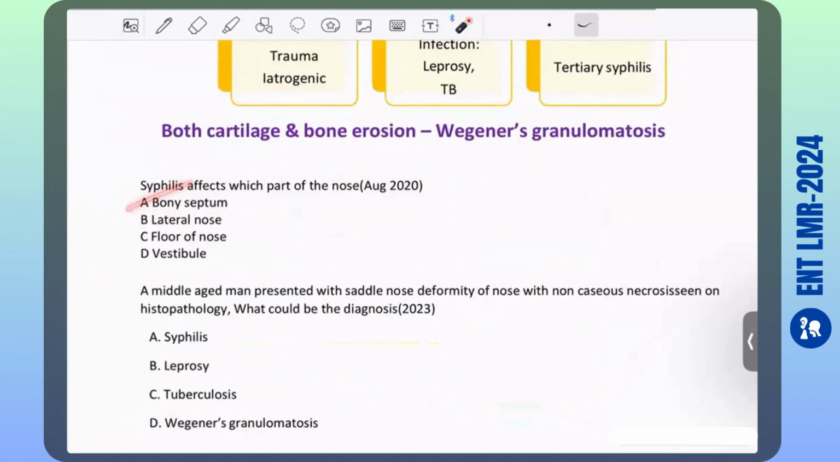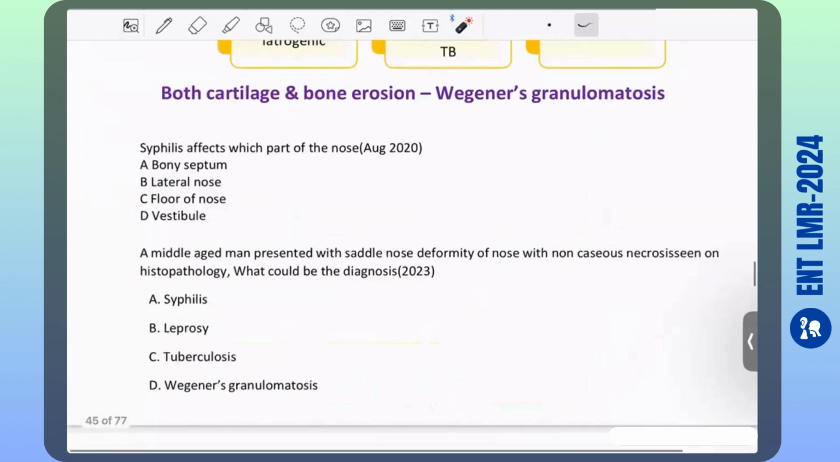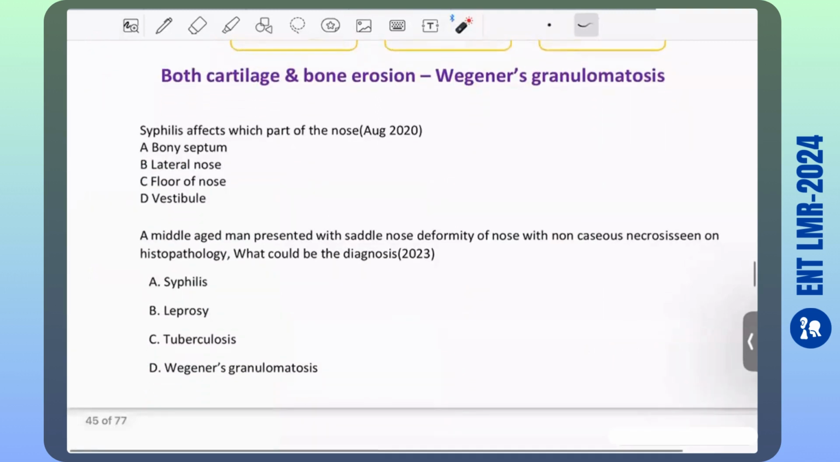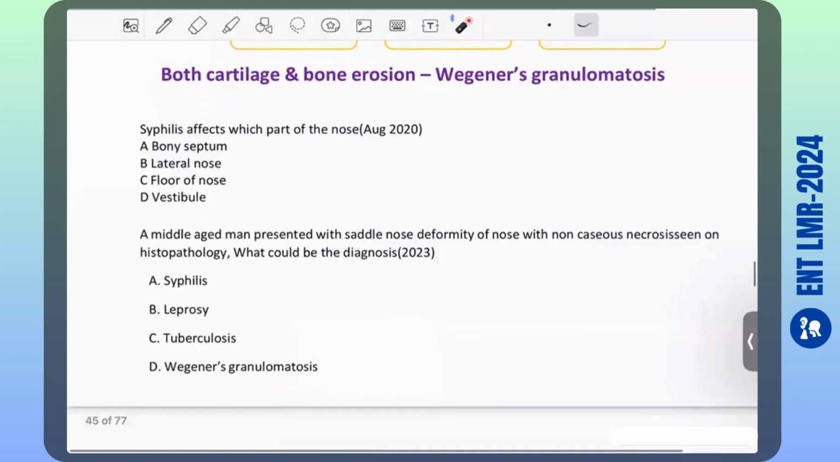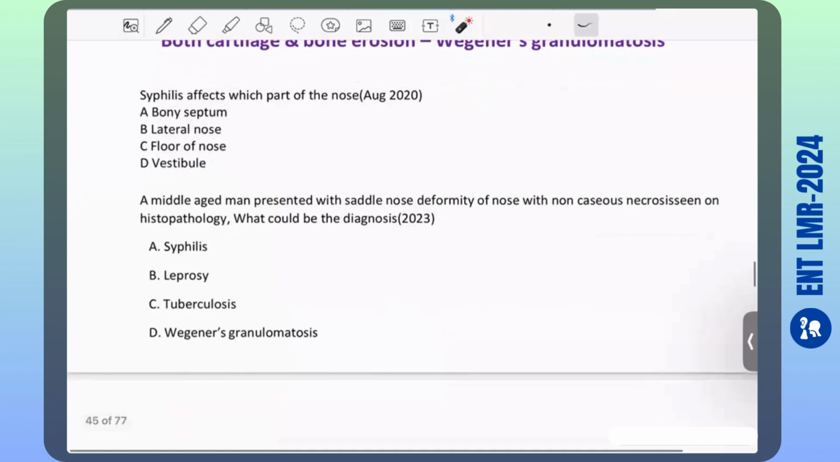Bony septum. A middle-aged man, saddle nose deformity with non-caseous necrosis. So if non-caseous necrosis is seen in saddle nose deformity, there is some septum defect happening. Non-caseous necrosis will happen in TB, caseous necrosis in syphilis, no necrosis and all in leprosy. So the answer could be Wegener's granulomatosis. Okay, could be Wegener's granulomatosis. If you have a doubt now, you could ask this question.